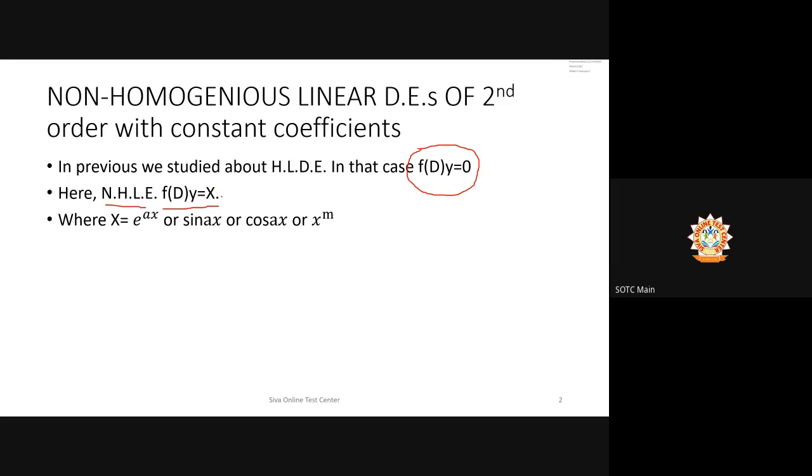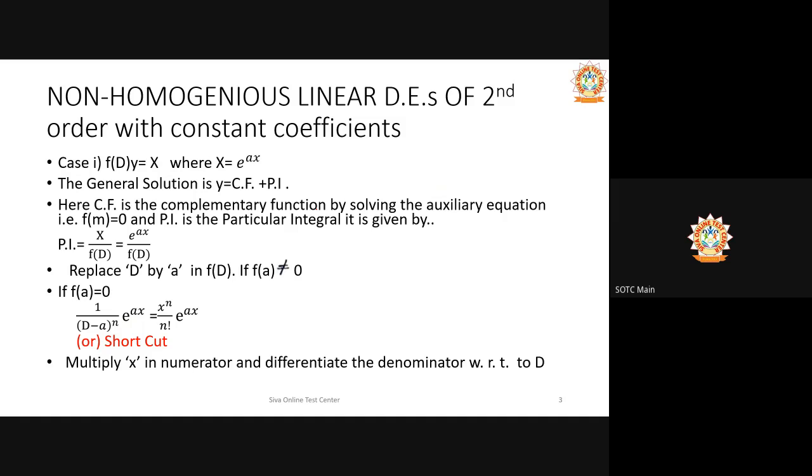So see what this capital X is. This capital X may be e power ax, or sin ax, or cos ax, or x power m. Sometimes they will also give the hyperbolic functions sinh x, cosh x, which are also in exponential form. The e power ax case has one procedure, sin ax and cos ax have another procedure, and x power m has a different procedure. So we will see the e power ax one first.